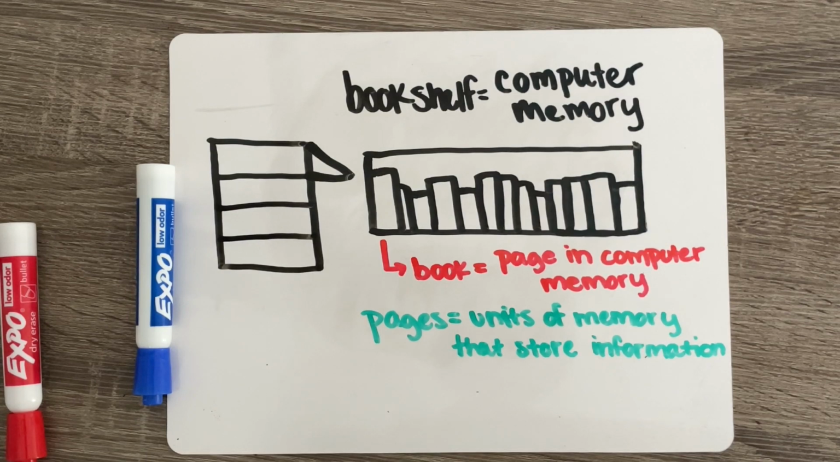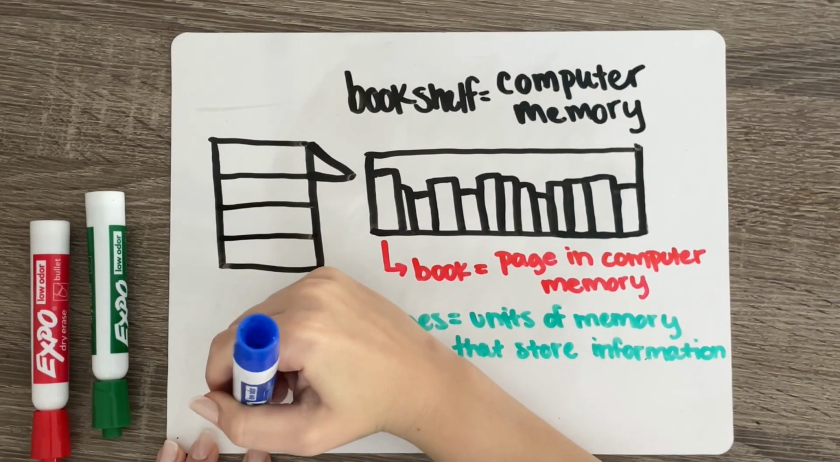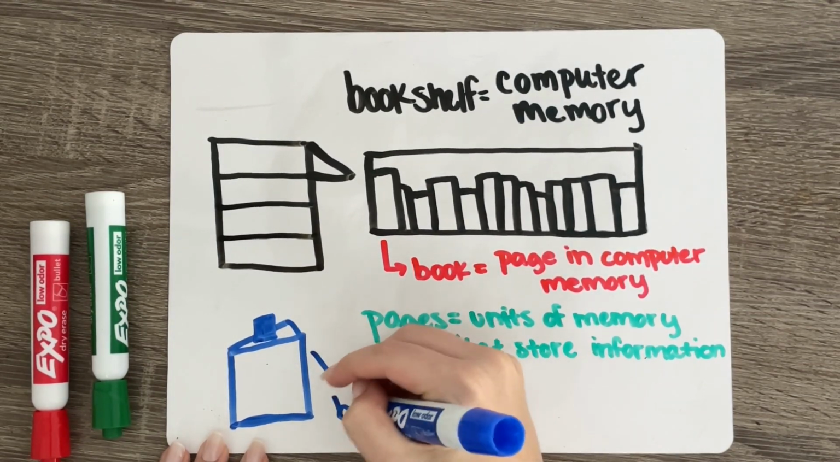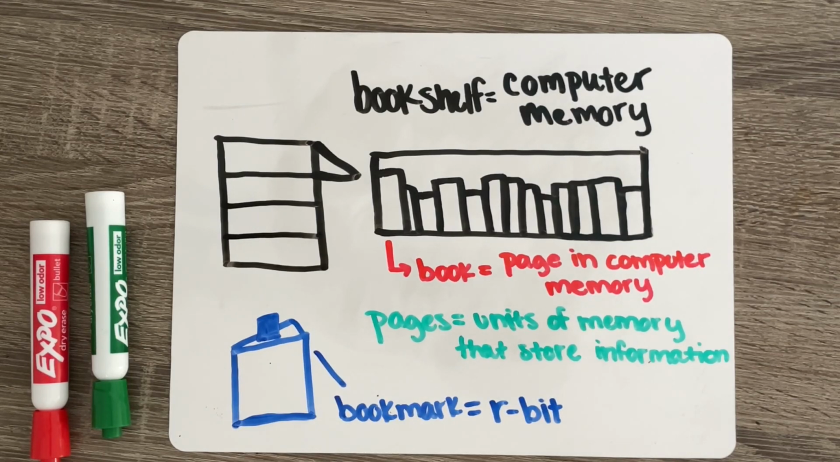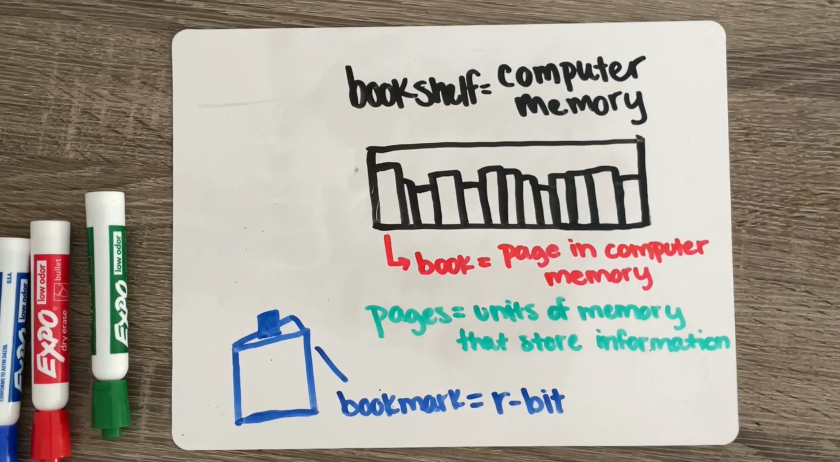First up, the reference bit, or the R bit. Think of it as a bookmark in a book. Every time a page is read, we place a bookmark on it. The bookmark, or the R bit, helps us know which pages have been accessed recently, or that we've already read.